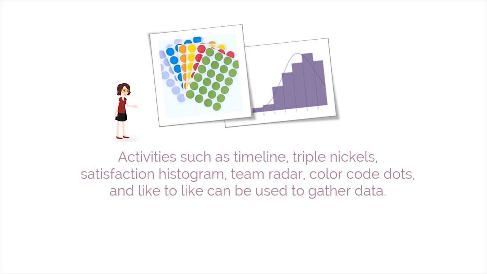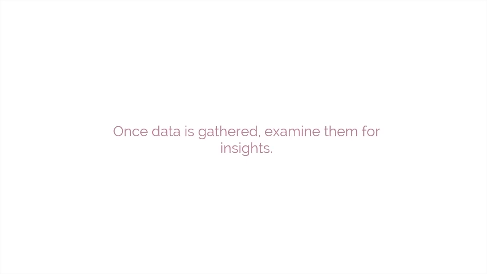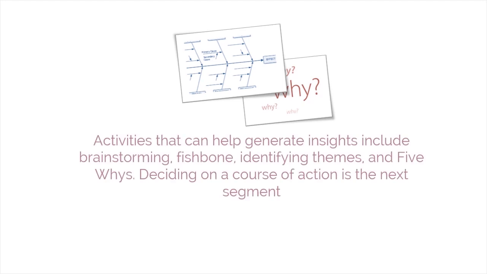Activities such as timeline, triple nickels, satisfaction histogram, team radar, color code dots, and like to like can be used to gather data. The third segment is generating insights. Once the data is gathered, examine them for insights. Activities that can help us generate insights include brainstorming, fishbone, identifying themes, and 5 whys.